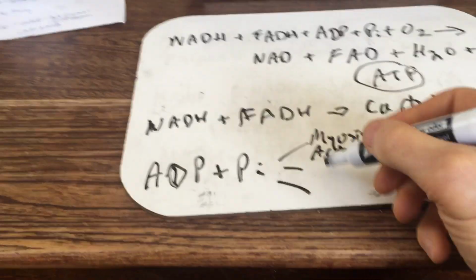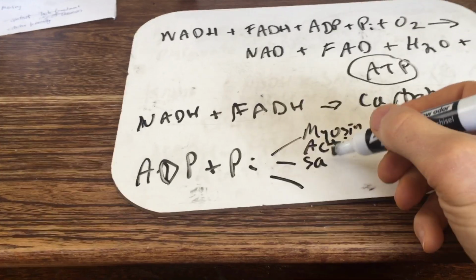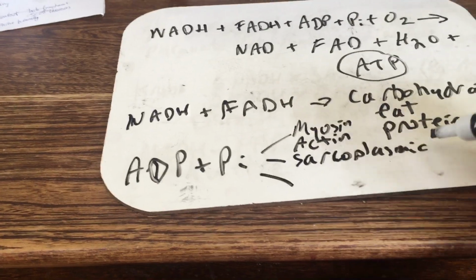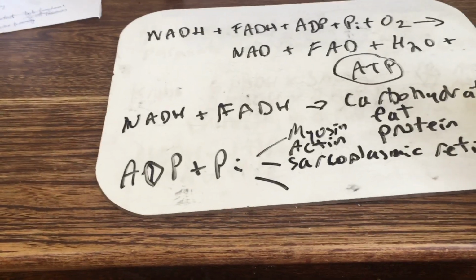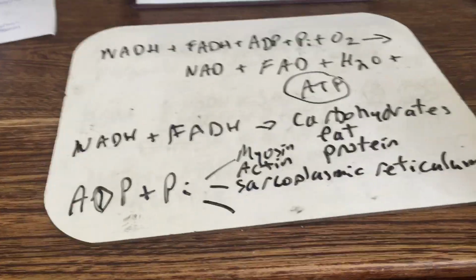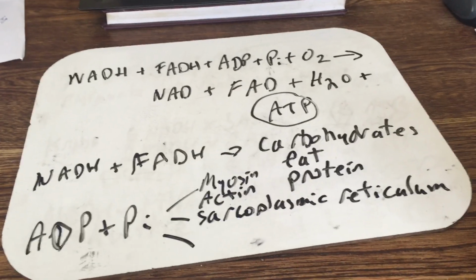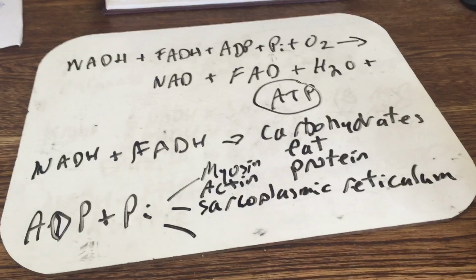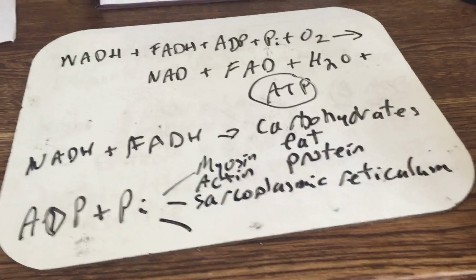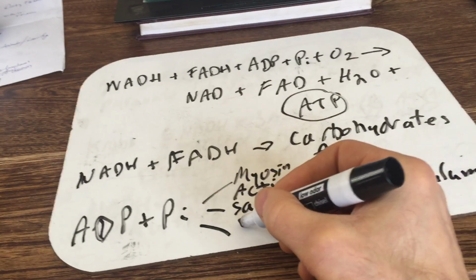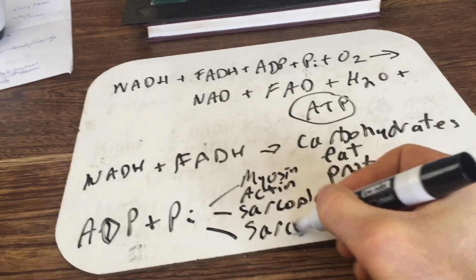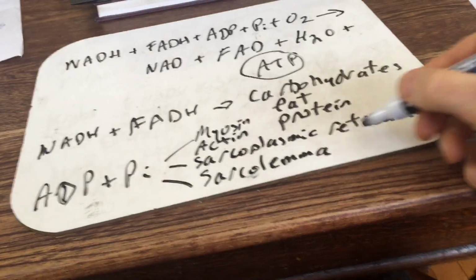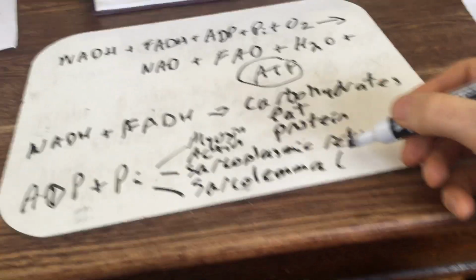The other sites are the sarcoplasmic reticulum, recall that you have to pump calcium back into the sarcoplasmic reticulum after contraction to allow relaxation to occur. And then the final site is going to be your sarcolemma. And that's going to be your sodium-potassium pump.